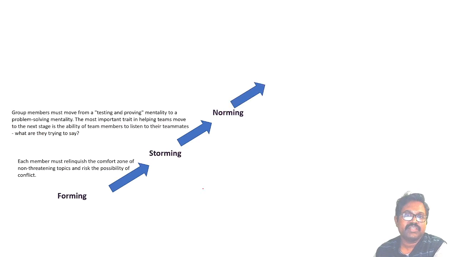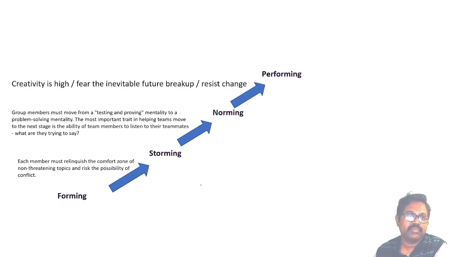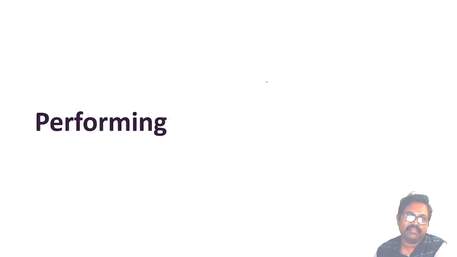So once the norming stage is over, next will be the performing. Between the norming and performing, that is the stage where there will be high creativity levels, and there will be fear of inevitable future breakup. This norming to performing stage may be delayed, and there may be resistance to change. Once this behavior is removed from the team members, the team can perform very effectively.